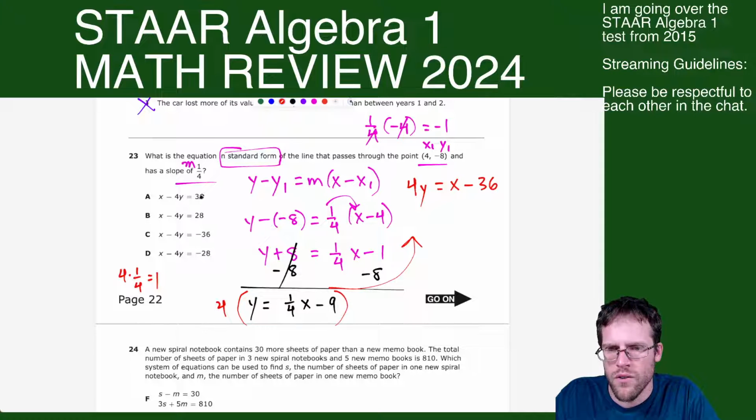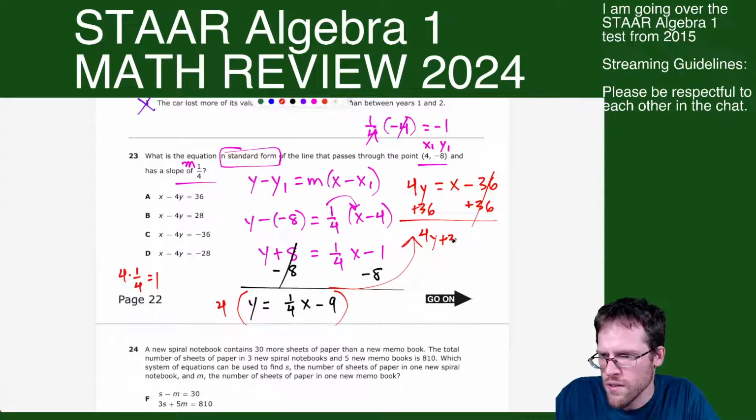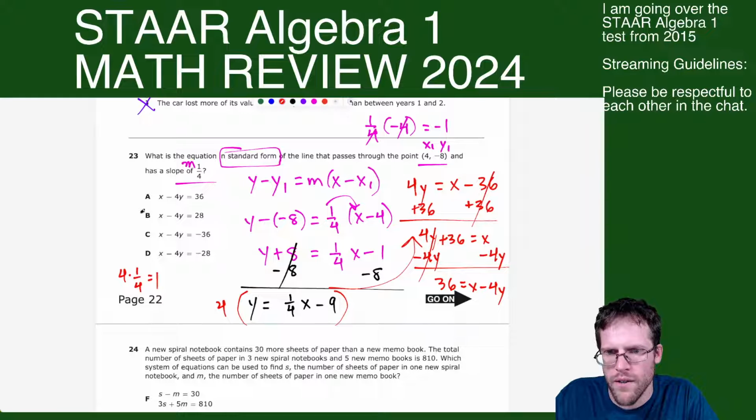So then from here, notice I would have 4y minus x, which isn't going to match. They all start off x minus 4y. So if I want to make this say x minus 4y, I would go plus 36 on both sides. And now I have 4y plus 36 equals x, and then I go minus 4y. Right now my marker is like possessed or something. I don't know why it's doing this. Okay, so 36 equals x minus 4y. All right, cool.